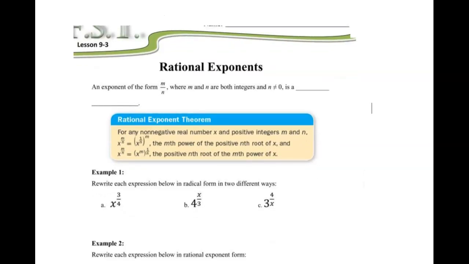All right, 9.3 is rational exponents. And rational in terms of numbers really just means it can be written as a fraction. So as far as a rational number, 2/3, 4/5, 0.2 can be written as 1/5 or 2/10, so that's fine, but pi you can't write as a fraction, so pi is irrational. Anyway, that's just background. So an exponent of the form m over n, where m and n are both integers and n isn't 0, is a rational exponent.